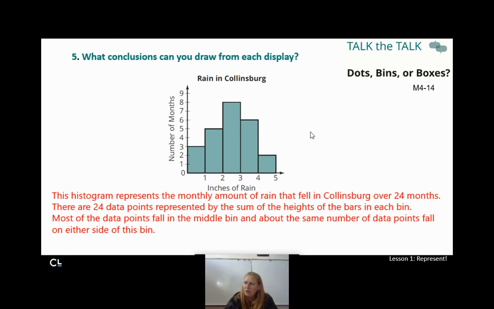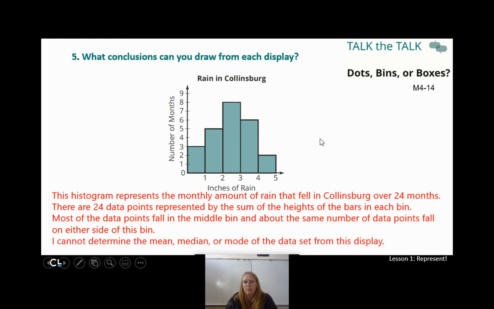The problem with this histogram, as cool as it is, is that I can't find the mean, median, or the mode. I have no way of finding this because I don't know what these values are in between, right? Maybe one day we got 2.5 inches or 1.3 inches. I have no idea. So I can't find the mean, the median, or the mode. I don't know the average. I don't know the middle. And I don't know which data point showed up the most often. Although clearly we're somewhere in here between 2 and 3.